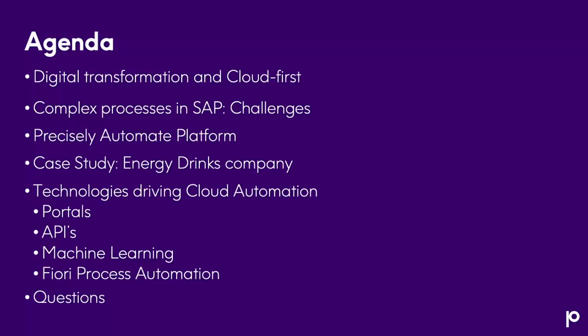He's also going to talk to you about APIs, and the APIs that we have available to enable you to connect to other systems. Then Martin's going to talk to you about machine learning and artificial intelligence and where we see that fitting into an automation scenario for you. And finally, Sigrid is going to walk you through what we have available from a Fiori automation standpoint. Finally, we're going to do a wrap up.